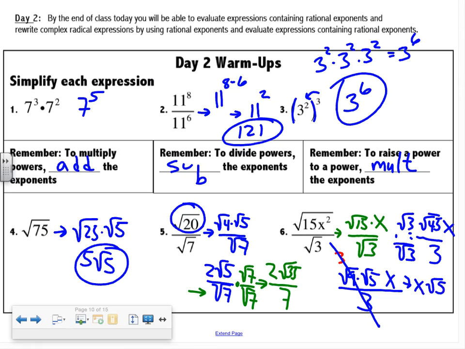I would always list the radical term second. That's traditional mathematical notation. It's not wrong if you put the square root of 5 in front. It just makes it more likely that you'll make a mistake.